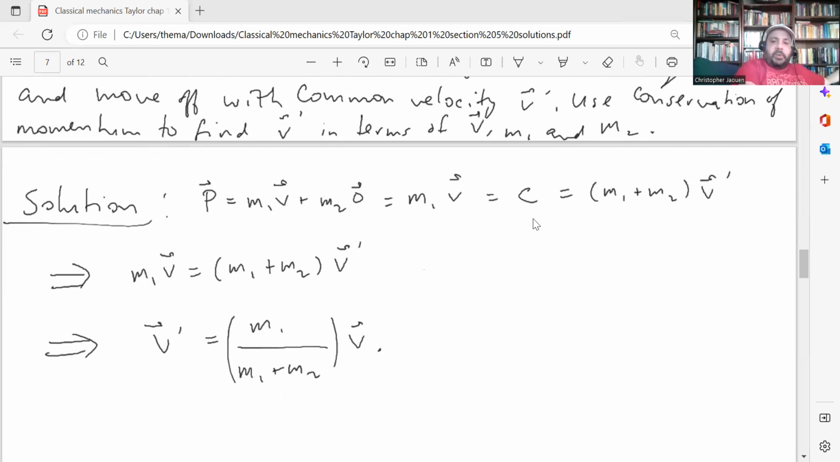But once they stick together, the total momentum of the system has to stay constant. So that would be equal to m1 plus m2, because that's the new mass, right? Times the new velocity v prime. So this has to be equal to that. Setting them equal to each other gives us this. And then you could just solve for v prime by dividing by the sum of the scalars m1 plus m2. So the new velocity v prime is m1 over m1 plus m2 times the original velocity v, right? So it slows down, which should make sense intuitively.